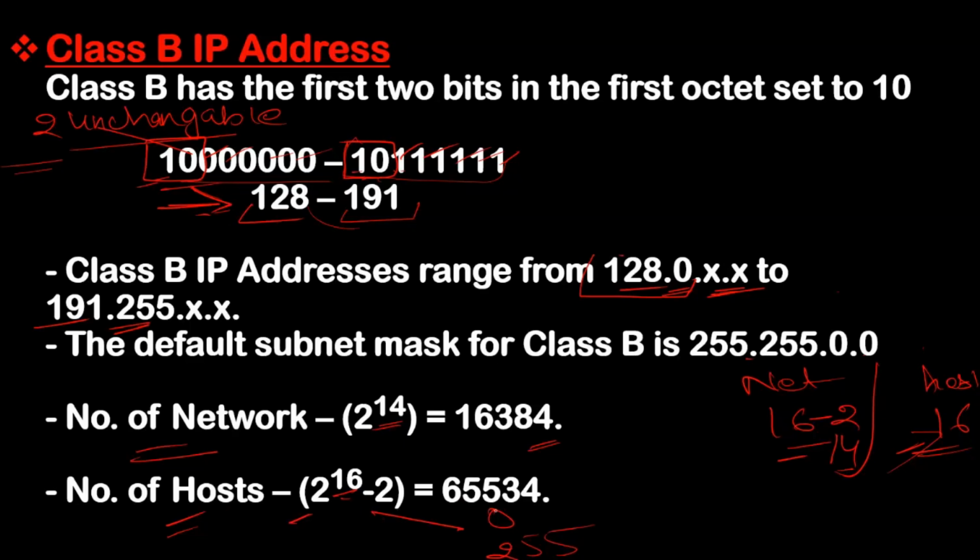So 0 and 255 are subtracted, and it's 65,534. That means in class B, you can create 16,384 networks, and in every network you can add this many PCs, 65,534. This is class B.